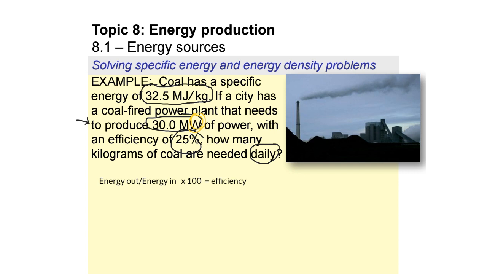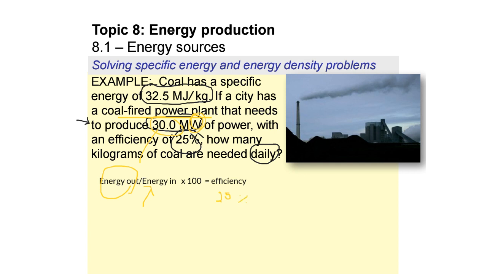Now, what kind of energy are we given? It says that the power plant needs to produce 30 megawatts. So it doesn't matter how much you put in, the amount that you get out definitely has to be 30, which means that you're going to have to put in an awful lot more. You can use the 25% here to work that out.